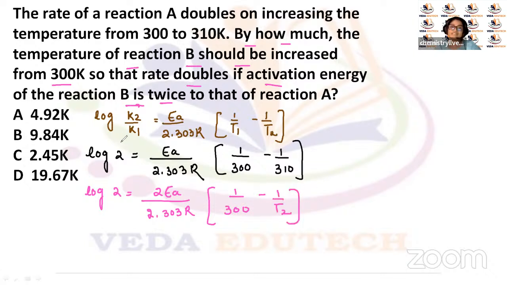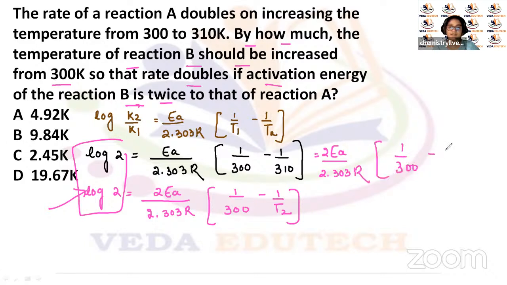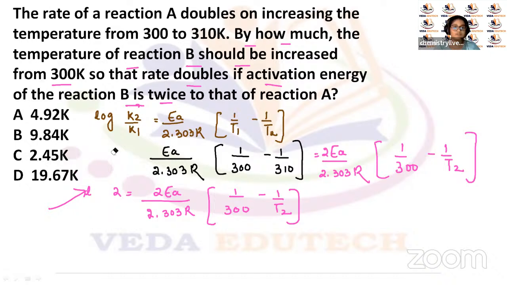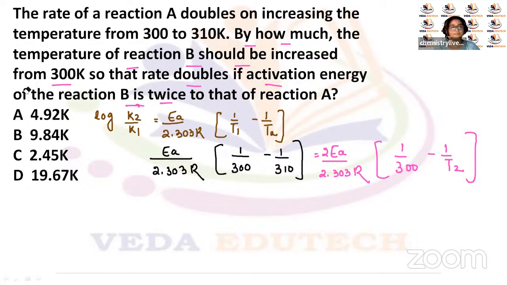Right. Now we see that the left hand sides are equal. So when the left hand sides are equal, obviously the right hand sides are going to be equal. So instead of this, I'll write here 2 Ea by 2.303 R into 1 by 300 minus 1 by T2. Right. Rest of the things I will erase here. Yes, these are not required because we just discussed that they are equal and this is done.